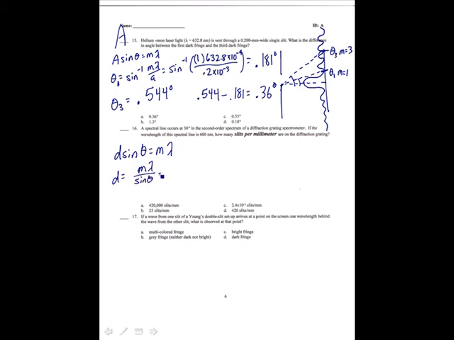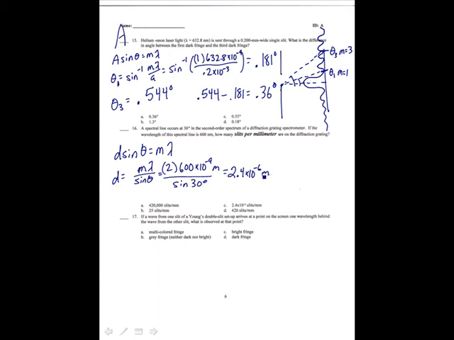Then we need to figure out what these numbers are. M is the order number, that's 2, second order spectrum. Lambda is 600 nanometers, 600 times 10 to the minus 9 meters, divided by the sine of theta, 30 degrees. That gives me 2.4 times 10 to the minus 6 meters. That means that there are 2.4 microns separation between the slits on this diffraction grating. But I don't want to know that. I want to know what is the number of slits per millimeter.